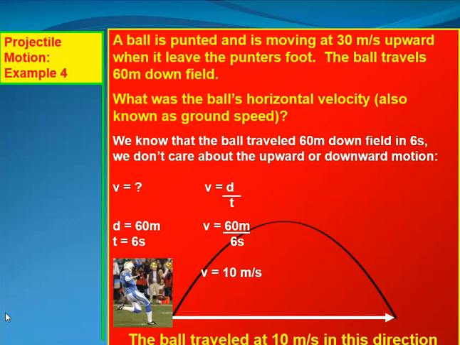A ball is punted and is moving 30 meters per second upward when it leaves the punter's foot. The ball travels 60 meters downfield. What was the ball's horizontal velocity? Again, this is sideways, also known as ground speed.